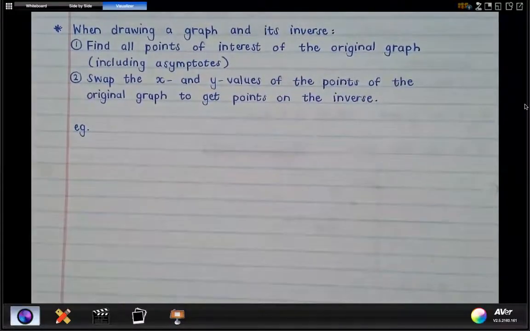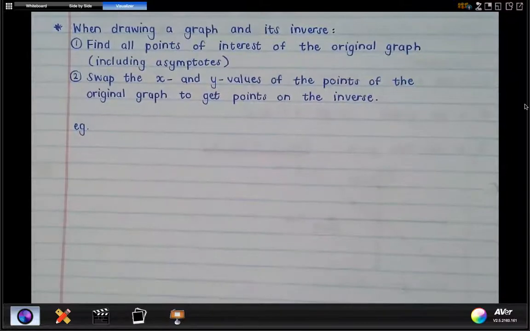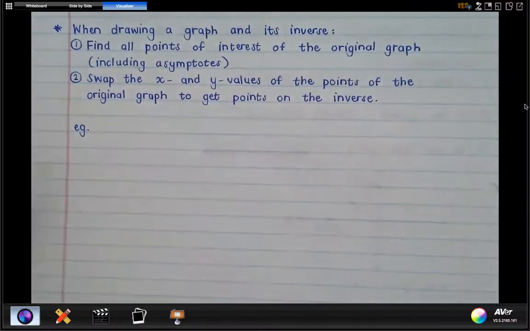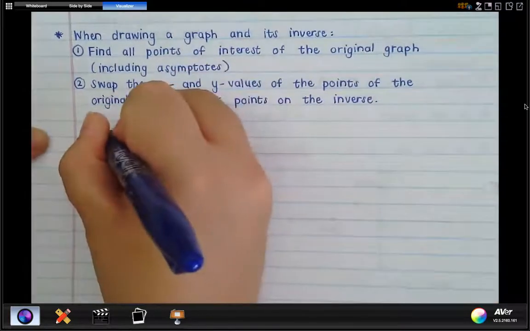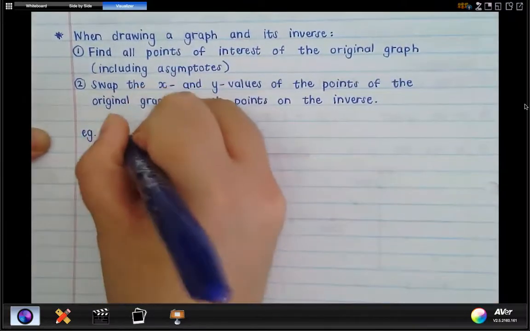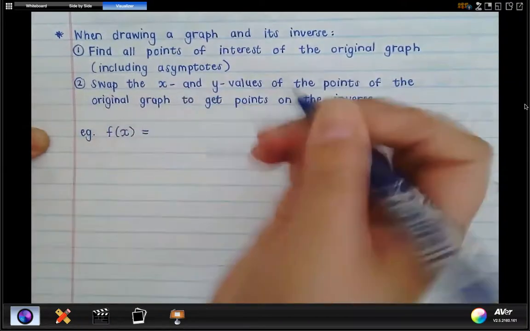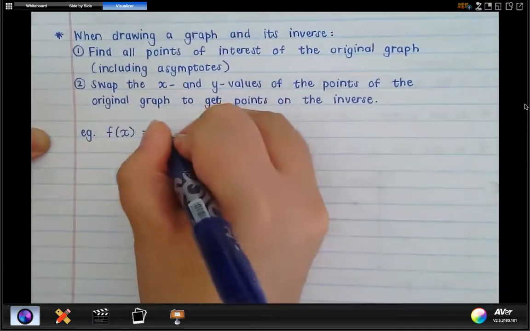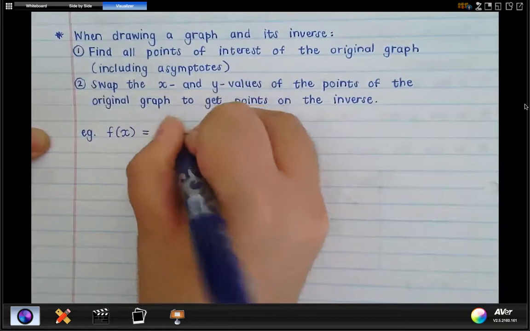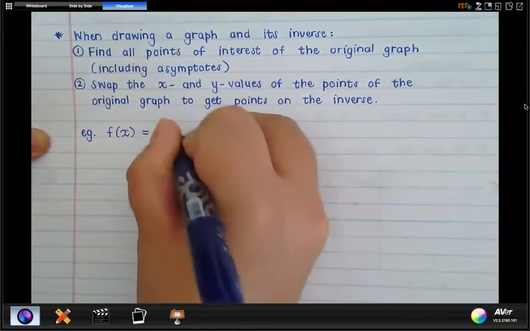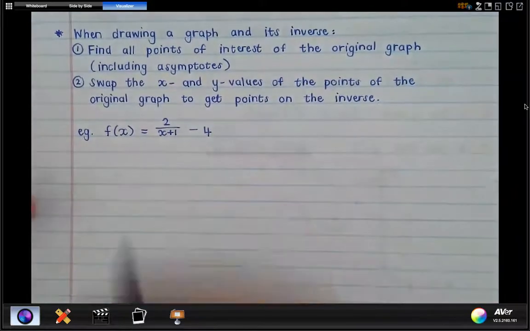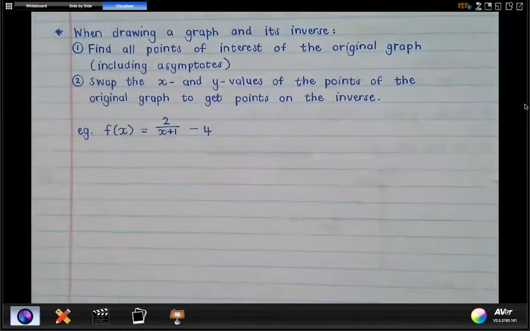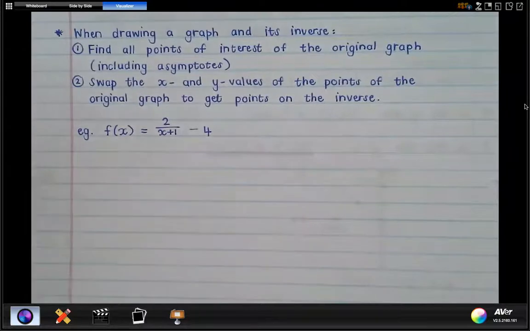All right, so as I was saying, we are going to just quickly do the calculations for the graph. So I'm just going to make one up quickly. Let's say f(x) is equal to 2 over x plus 1, minus 4. Right, that is the original graph. And say the question is saying you need to draw this graph and you need to draw the inverse.